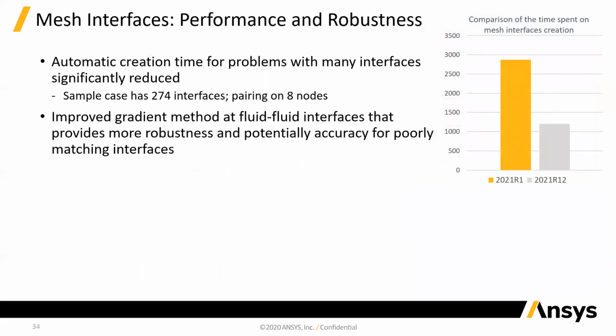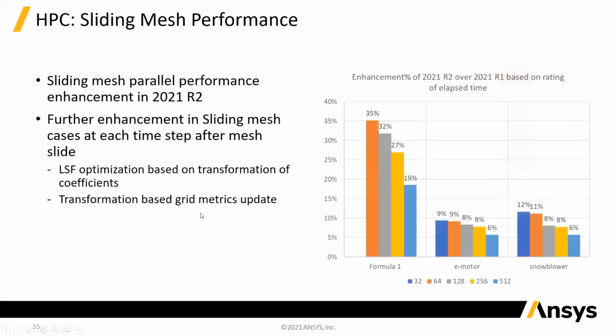So we're also making that process faster. So when you've got a lot of mesh interfaces to make, then that's being done much faster. And there's improved gradients at these interfaces. So not only will you get continuity of the variable across there, but hopefully you'll get much smoother gradients now. Sliding mesh performance has been improved for a whole range of different test cases. There were some memory leaks as well in the past that have now been eliminated.